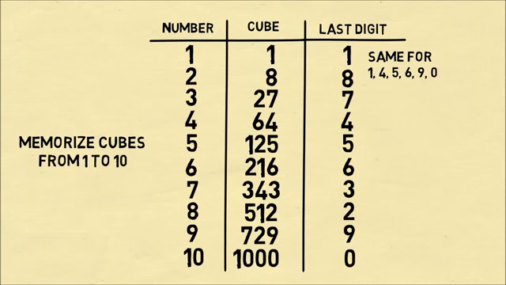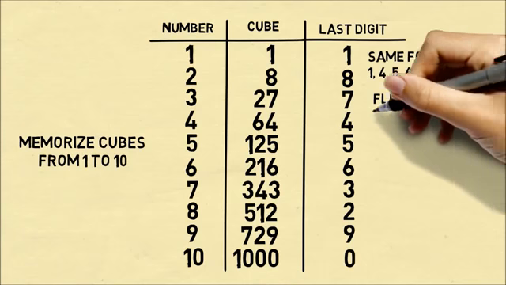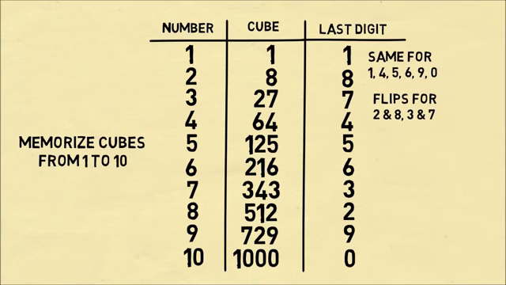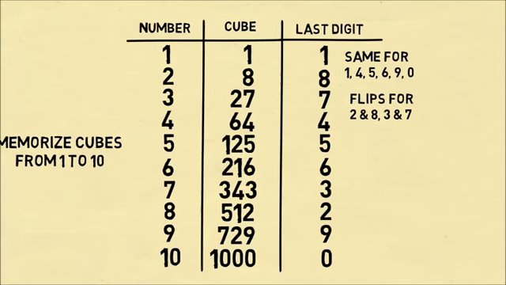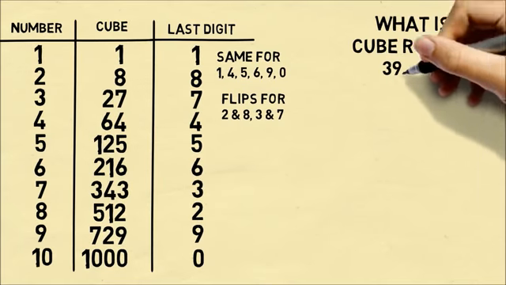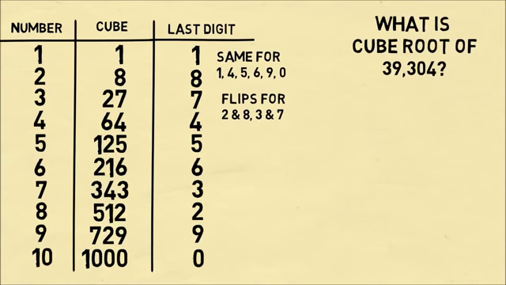So an easy way to remember this is that for the numbers 1, 4, 5, 6, 9, and 0, the last digit is the same as the numbers. And for the numbers 2 and 8 and 3 and 7, the last digit flips. So the last digit for 2 is 8 and the last digit for 3 is 7 and vice versa. So let's do the trick.